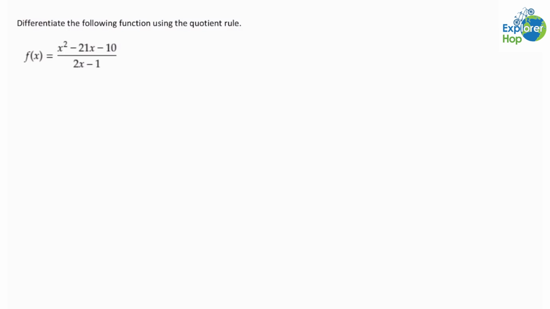For this example, we're told to differentiate the following function using the quotient rule. The function we're given is f of x, which is equal to x squared minus 21x minus 10 all over 2x minus 1. So just to review what the quotient rule is.